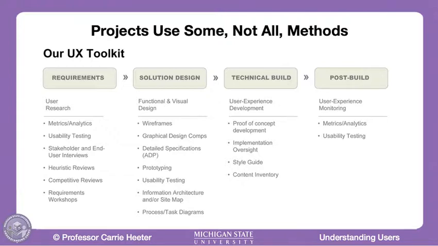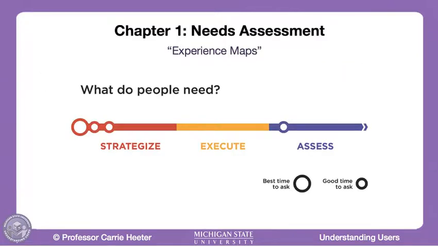So there are different kinds of user experience methods that you can use at different phases of a project. And please note that we do not use all 27 methods on every project. You use the ones that are useful, that you have time for, that work. So there are different methods for the requirements phase, for the solution design, for the technical build, and then after the build, different techniques to use at different times.